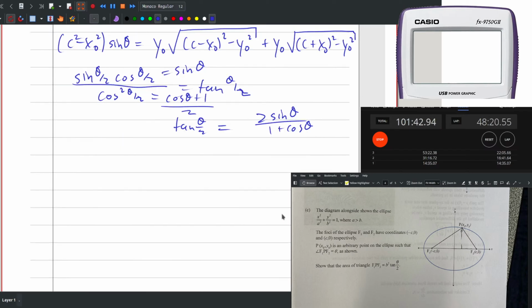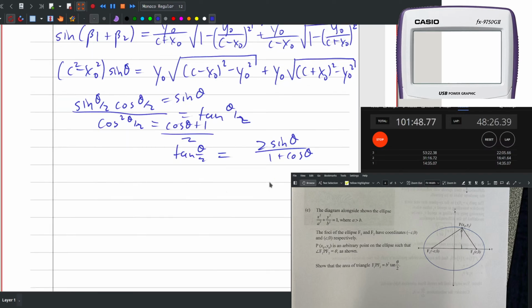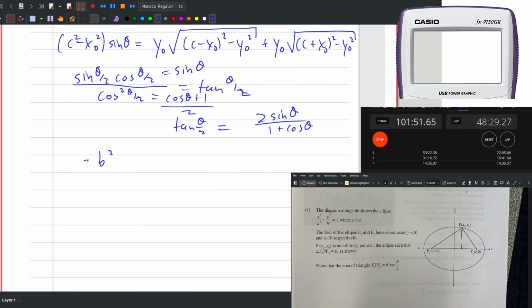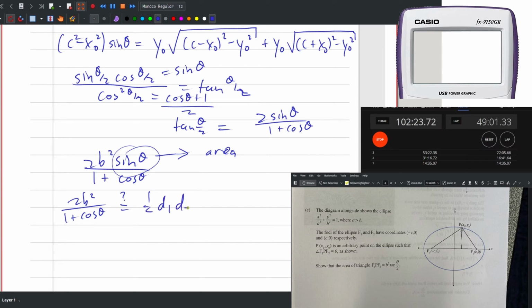How does that work? I'm supposed to get 2b squared sine theta over 1 plus cos theta, and that's supposed to be your area. I guess I can sort of see how it works, because this sine comes from area, the trig bash. So you just have to prove that 2b squared on 1 plus cos theta is somehow equal to a half d1 d2.